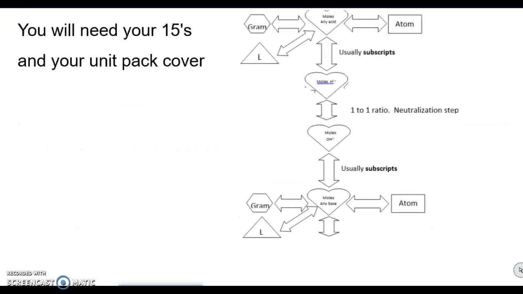So you're going to need the cover of your unit pack because we're going to be doing some moving around from these liter islands. And we got moles of base here and moles of hydroxide. And then we might go from liters of acid to moles of acid to moles of hydrogen ion. Those are some of the things that we're going to be figuring out as we're going through these problems.